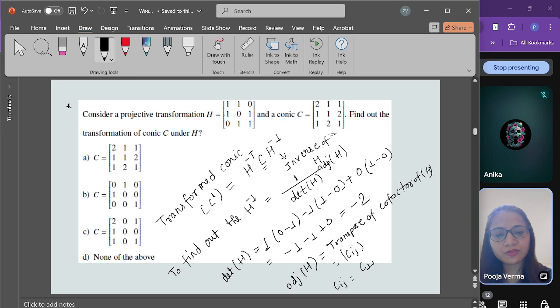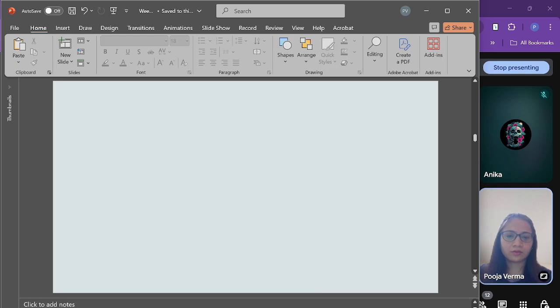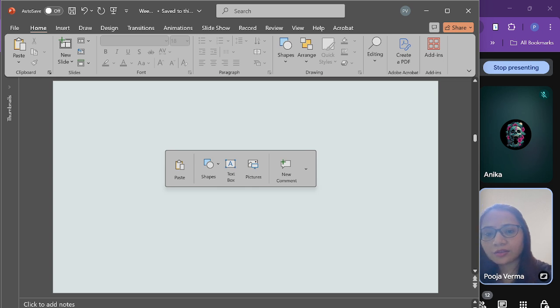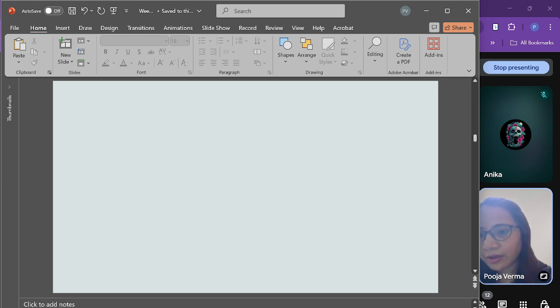So first find out all the cofactors of H, then transpose it. Okay, just taking another slide to solve it. If you find all the cofactors and take the transpose, you get the adjoint of H. I have already solved it directly, but I recommend you to solve it first.